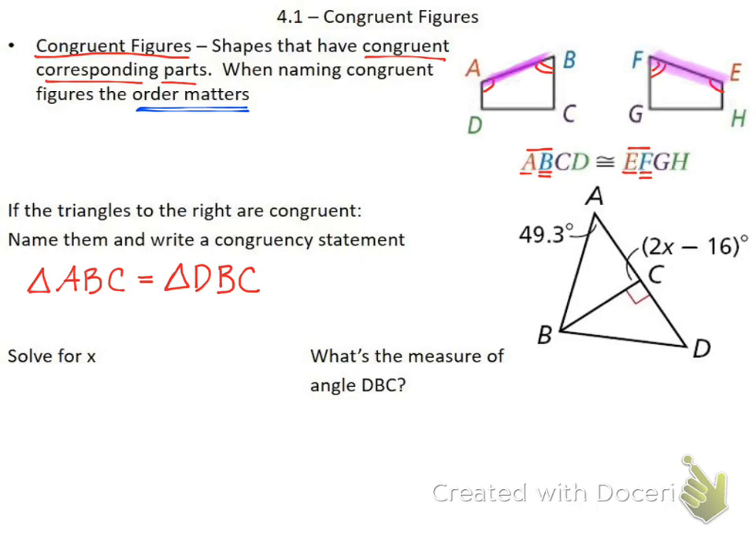Again, with equal triangles, I can solve and find the measure of all the angles. So solving for x, since this angle right here is 90 degrees, this angle as well would be 90 degrees. So I can say that 2x minus 16 is equal to 90. So 2x is equal to 106, and x is equal to 53.